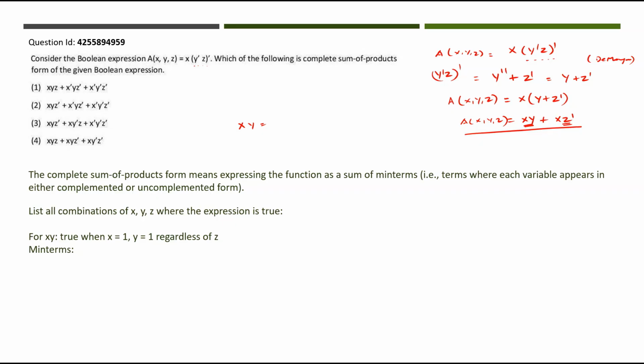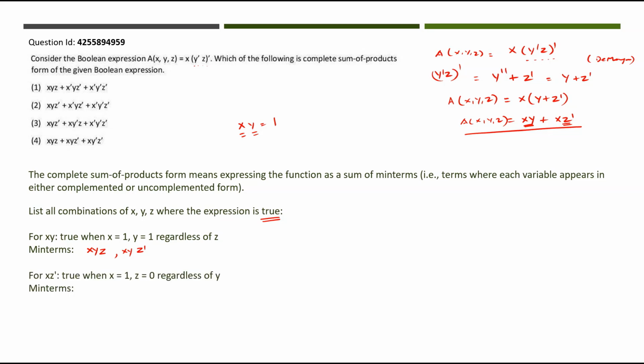In order to have the value of 1 for x into y, what should be the value of x and what should be the value of y? It should be 1 for x and 1 for y. Only then you can have 1 here. That is what they say the expression is true. 1 means true, 0 means false. So what are the min terms possible? We will have xy here. They say regardless the value of z, which means z can be in uncomplemented form or z can be in complemented form. So here the min terms will be xyz and xyz dash.